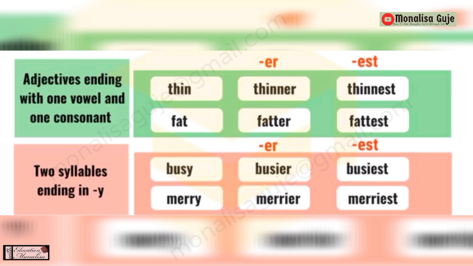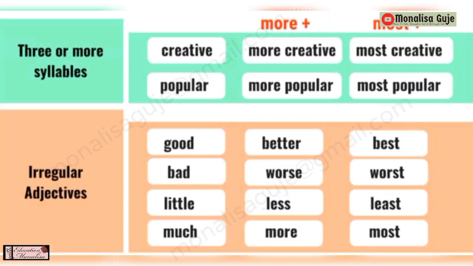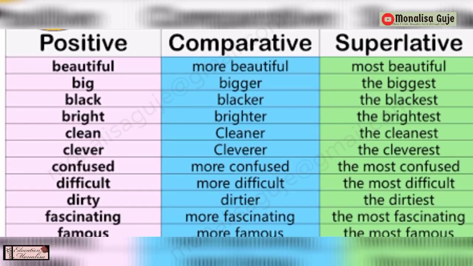Some more words. Creative, more creative, most creative. Popular, more popular, most popular. And then, as I said, irregular adjectives: good, better, best; bad, worse, worst; little, less, least; much, more, most. Now, this you have to copy down in your notebook. Make three columns: positive, comparative, and superlative, and then start writing as given in the picture.